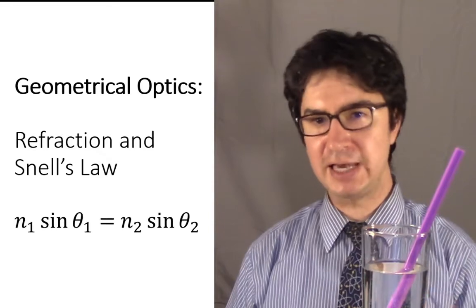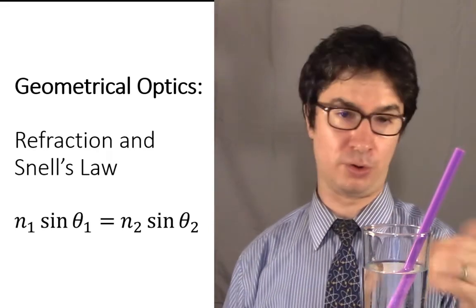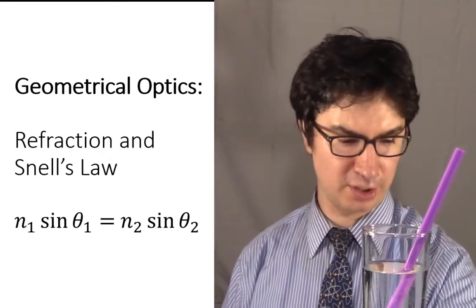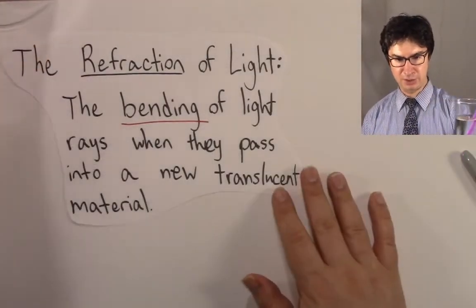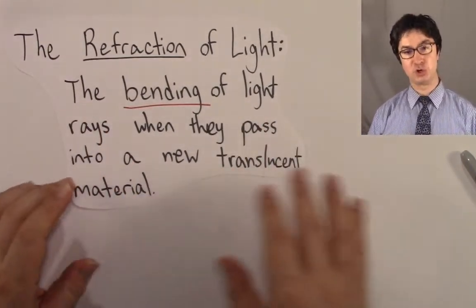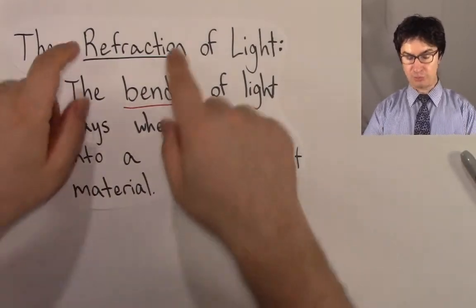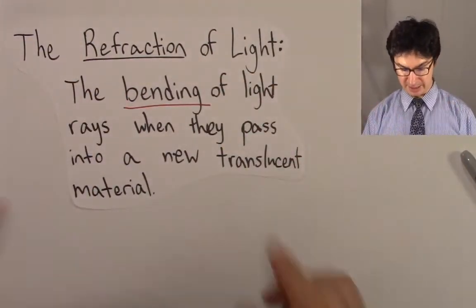Well, it turns out that the light bends when it passes from the air into the water or the water into the air. And that's what we're going to explore today when we look at our notes on the refraction of light. So the refraction of light is simply the bending of light when it passes into a new translucent material. So the word refraction in this case means bending. So whenever you see the word refraction, just think the light is bending.